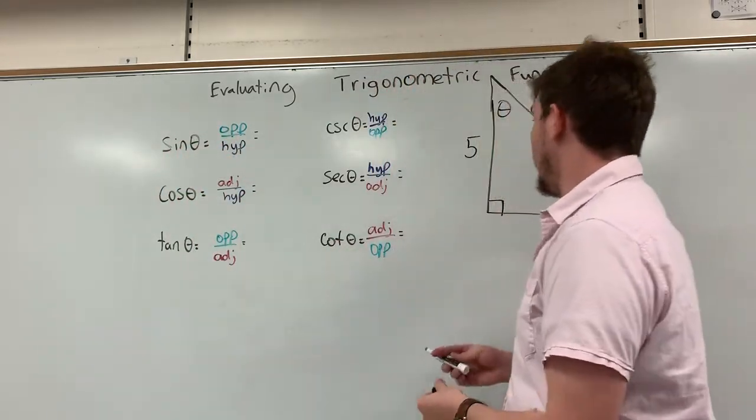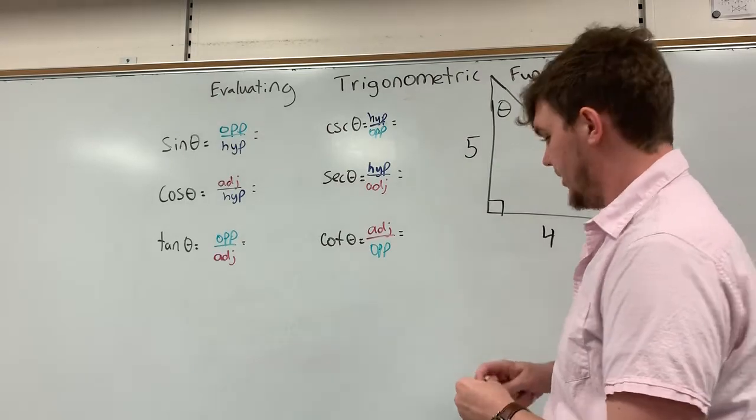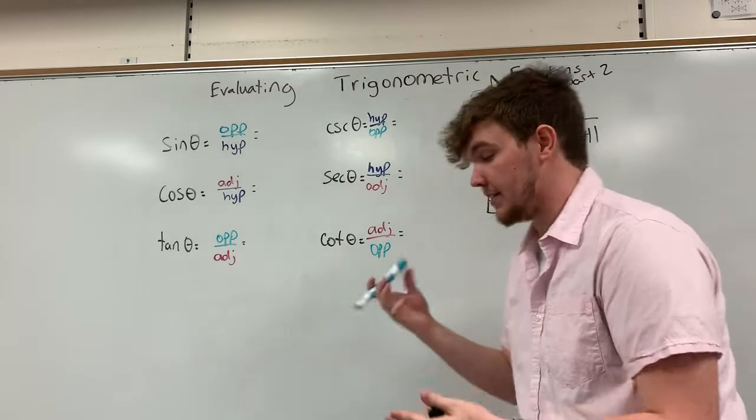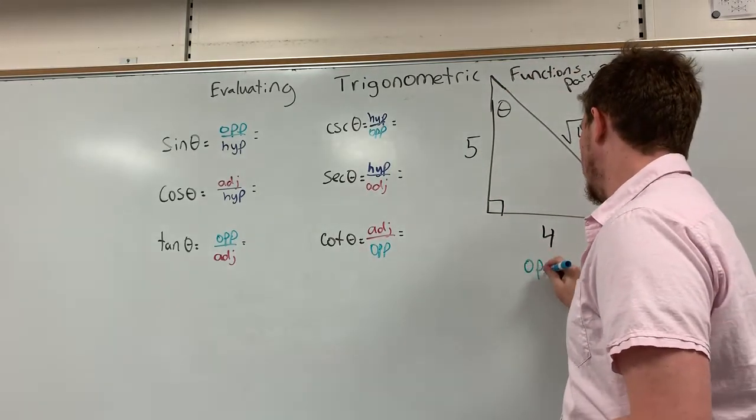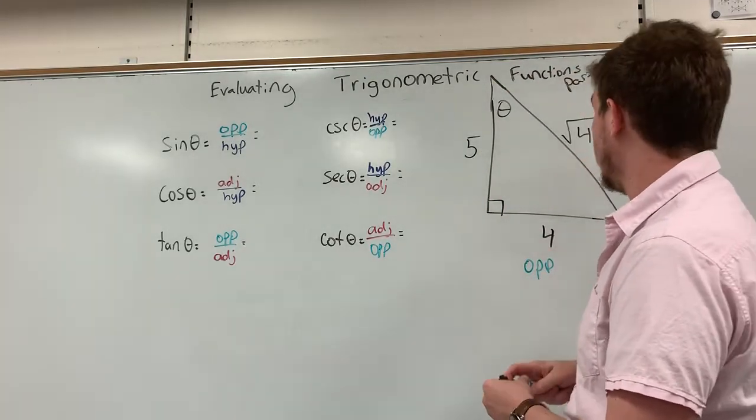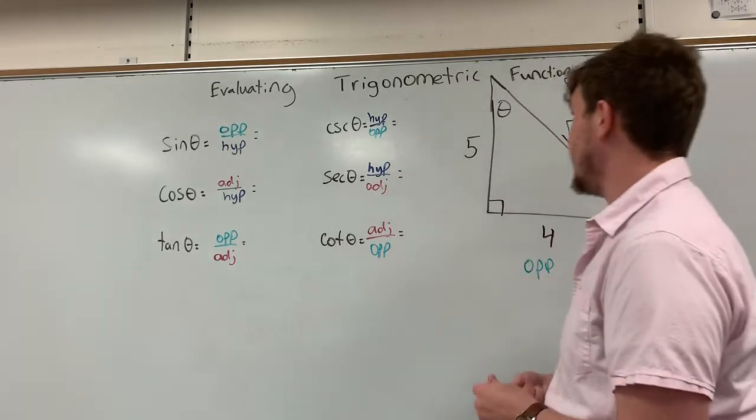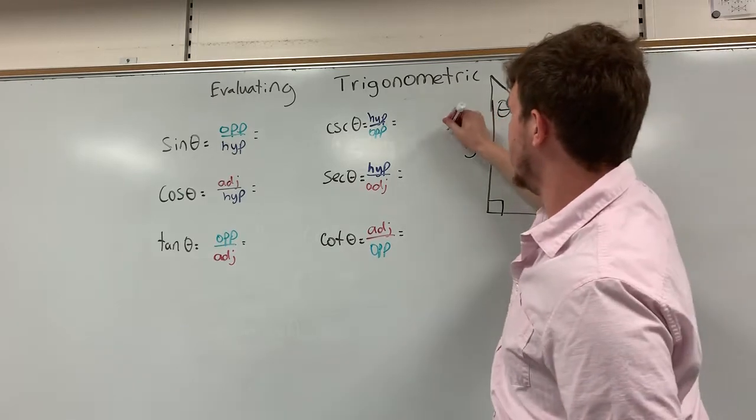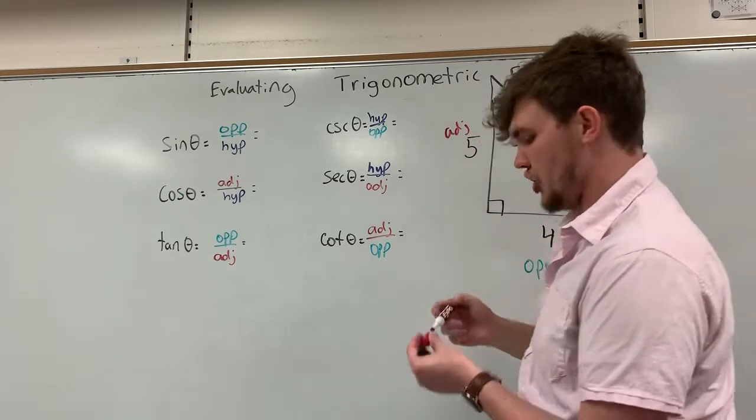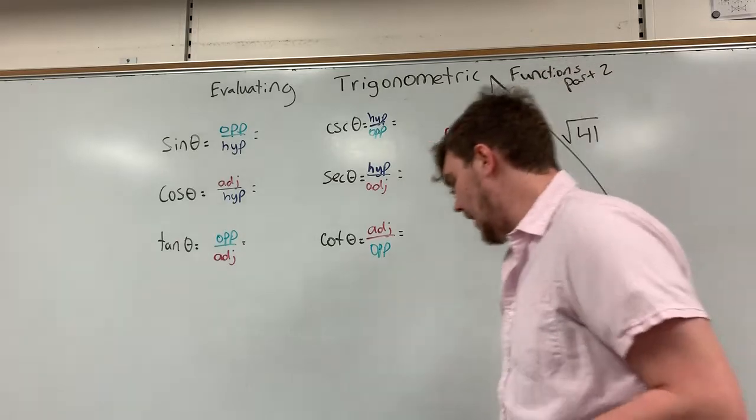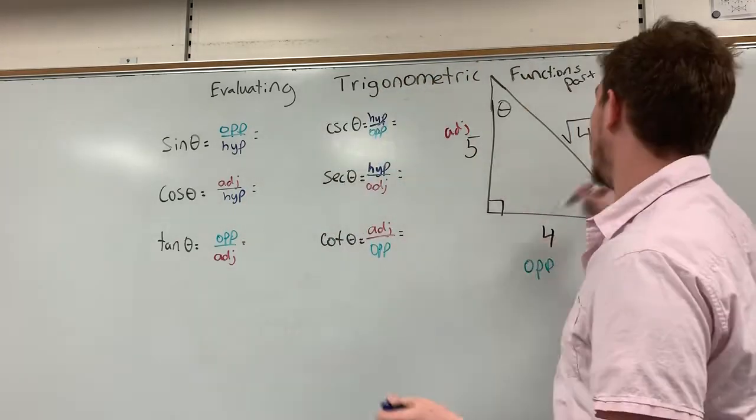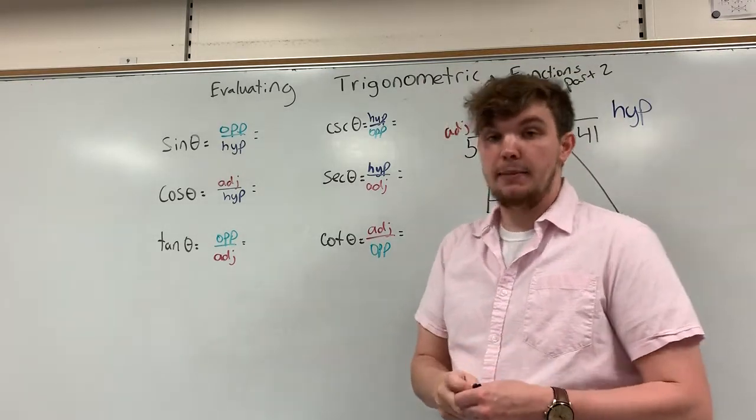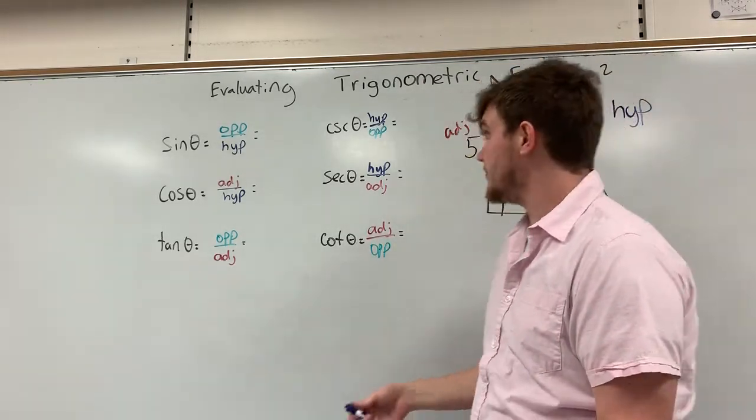Anyway, maybe it would help if I labeled these sides. So theta is here, right? So where's the opposite side? Well, that's down here, okay? And then where is the adjacent side? The adjacent side is the one that's touching theta. So this is the adjacent, ADJ. Okay, and then the hypotenuse, of course, is always the longest side. That's the hypotenuse over there because that is the longest side of the triangle.